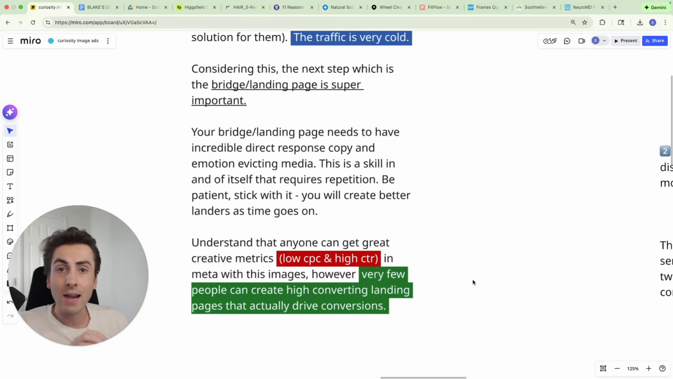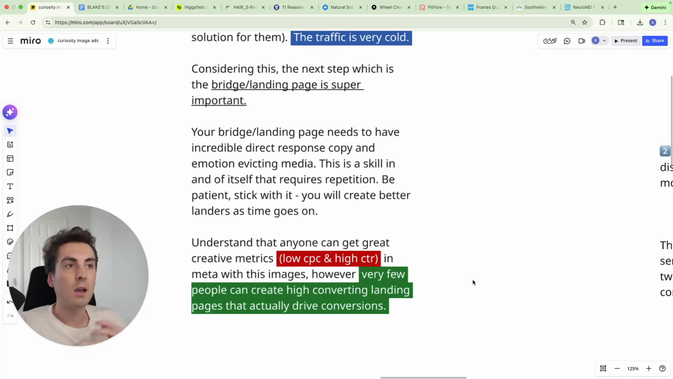Don't run just AI slop on these landing pages. I mean that with the copy. I mean that with photos, right? Make it feel like a really good landing page. Now, I will say this is a skill that requires repetition. You're not just going to be good at creating landing pages off the bat. Anyone can make these image ads. I will say that.